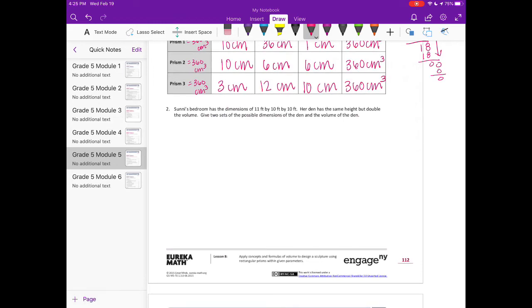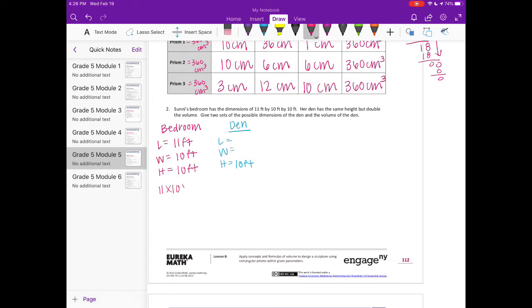Number 2. Sunny's bedroom has the dimensions of 11 feet by 10 feet by 10 feet. So her bedroom, the length, width, and height. So the length is 11. The width is 10, and the height is 10. Her den has the same height, but double the volume. So the den, length, width, height, says the den has the same height, so 10 feet, but double the volume. So in order to figure out what double the volume is, let's figure out what the volume of the bedroom is.